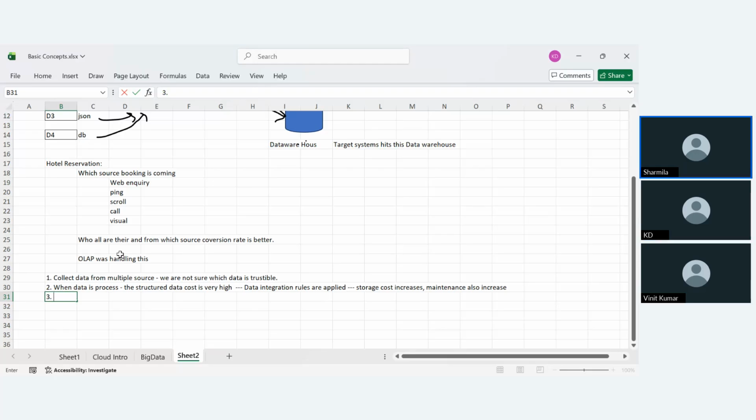And the third thing was... Can you please repeat for which the maintenance cost increases?